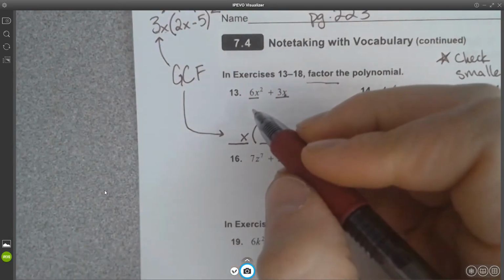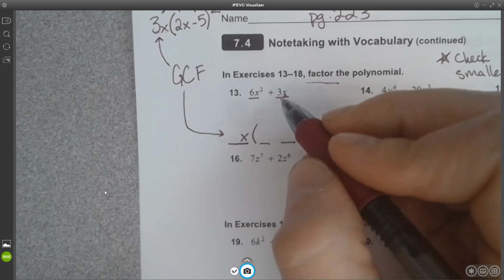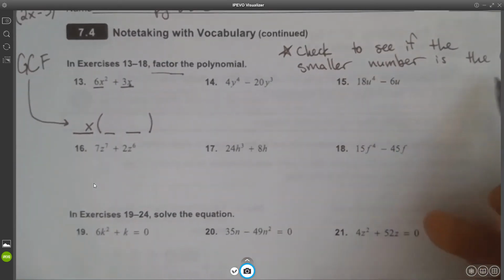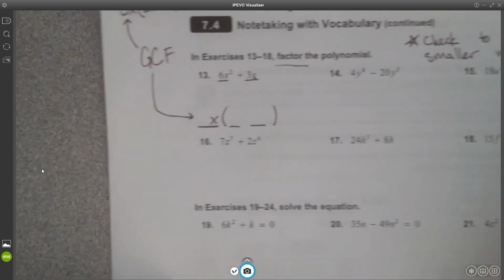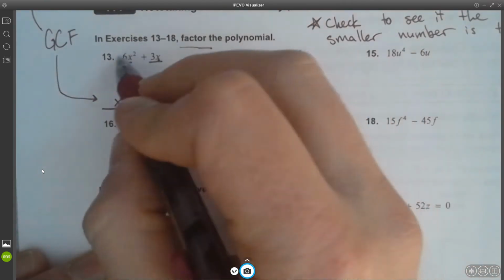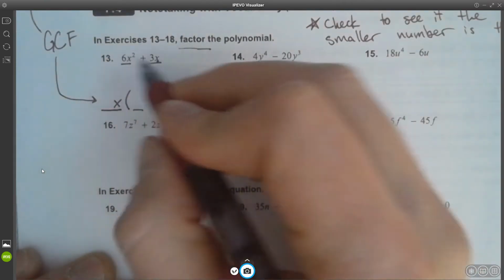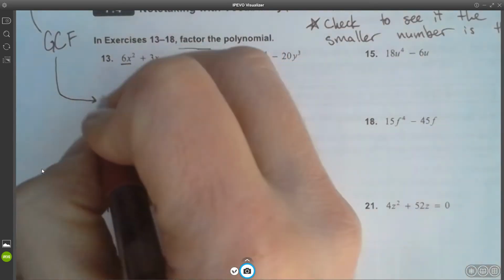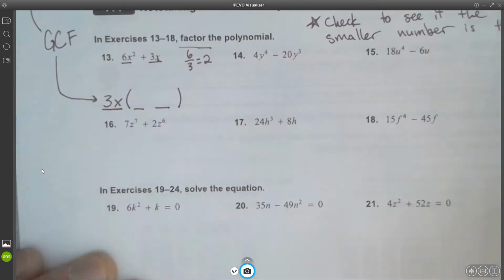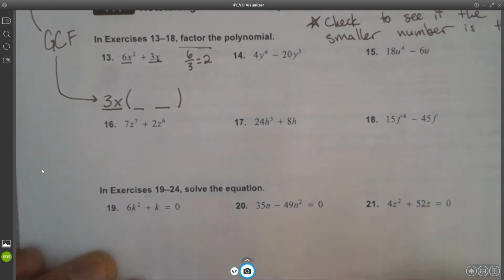Then we need to be thinking about the greatest common factor of these two numbers. The first thing I want you to do is check to see if the smaller number is the greatest common factor. So with 6 and 3, does 3 divide 6? Well, I know 6 divided by 3 is 2, so 3 will be the greatest common factor. So 6 divided by 3 equals 2, so that tells me that 3 is my greatest common factor.